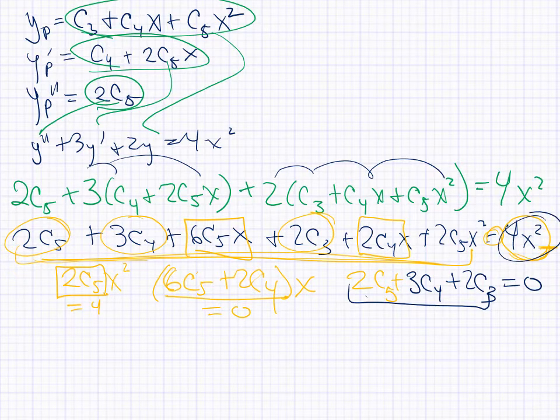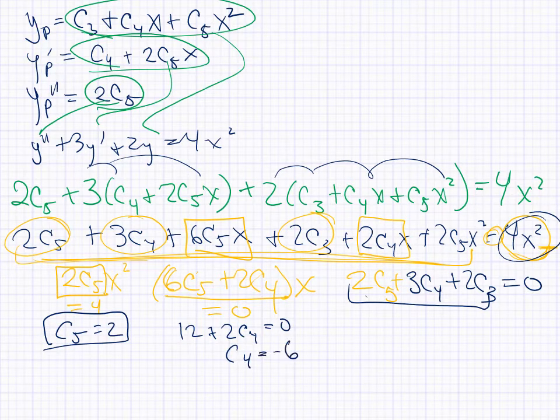And so then we use that to find those coefficients. So in this case, if 2c5 has to equal 4, then c5 has to equal 2. And if c5 equals 2, then this tells me that 12 plus 2c4 has to equal 0. So c4 equals negative 6.